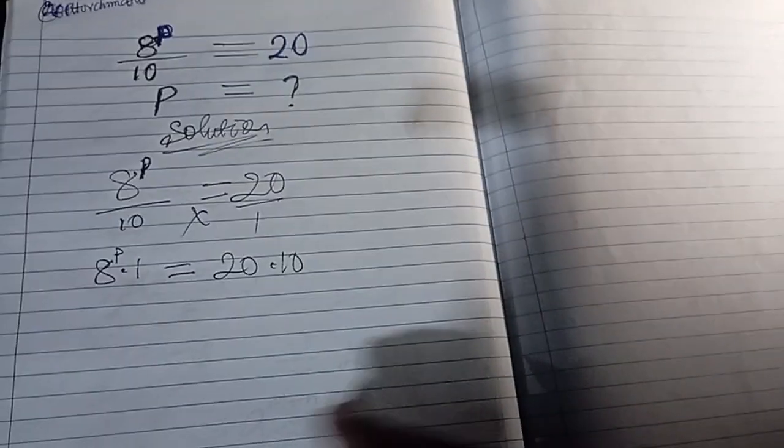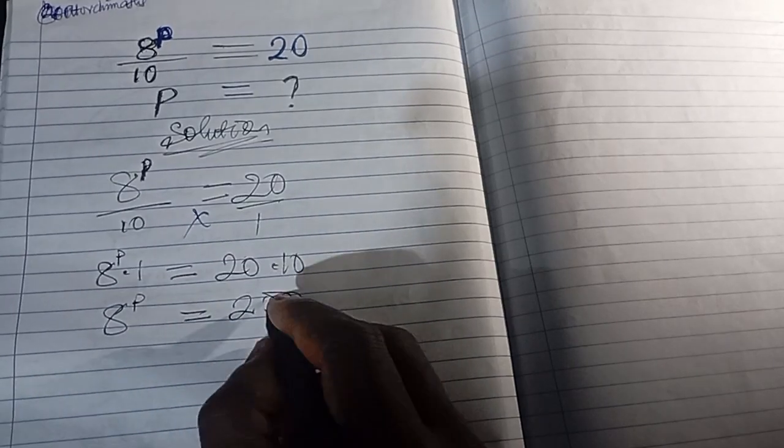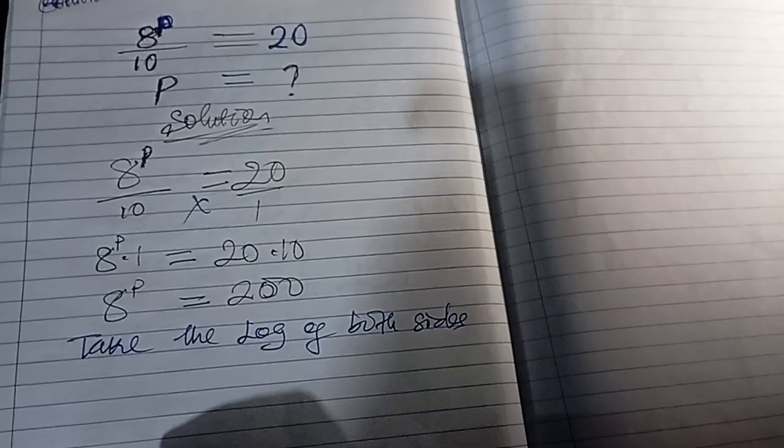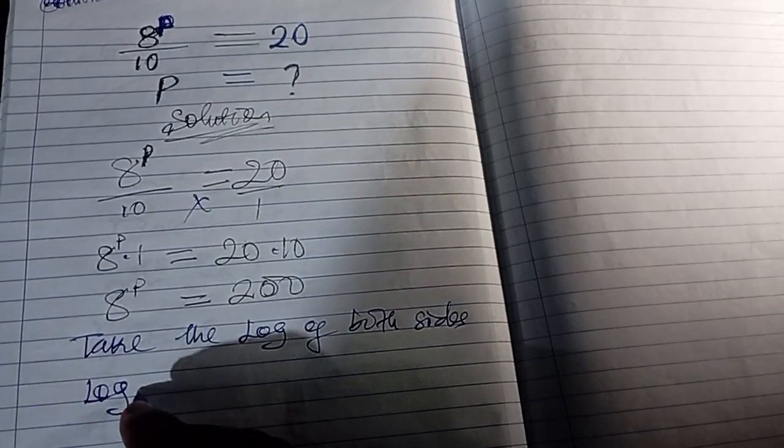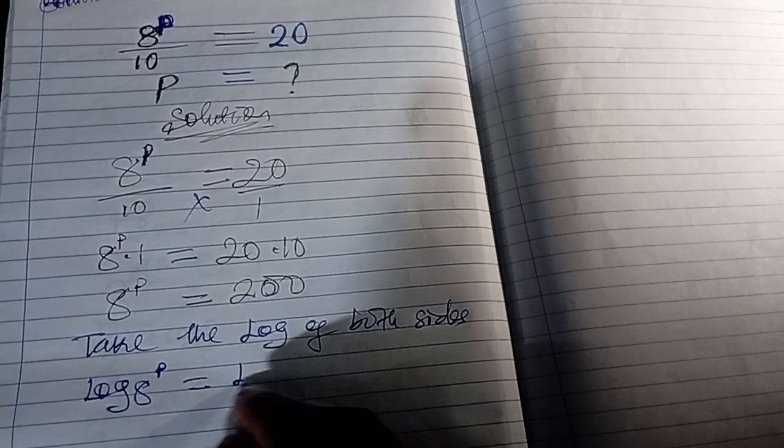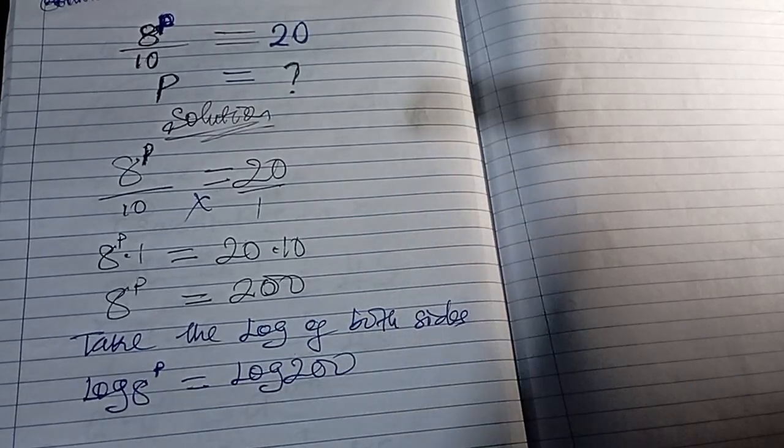Now there is an invisible 1 here. Let's cross multiply. So if we cross multiply, we have 8 raised to power p multiplied by 1 is equal to 20 multiplied by 10. So that 8 raised to power p will be 20 times 10, which gives you 200. From here, we have to take the log of both sides. So that we have log 8 raised to power p equals log 200.